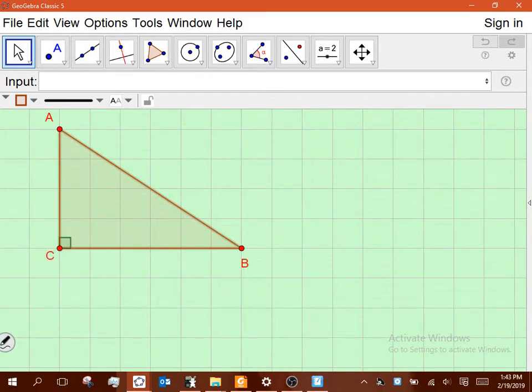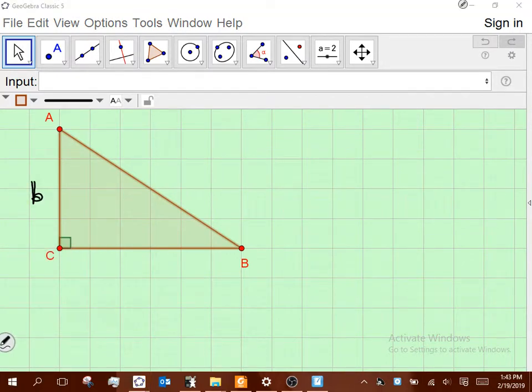All right, so this would be lowercase b. This would be lowercase a. That would be c, right? Okay. So what you learned yesterday, and obviously you probably didn't learn it yesterday, you probably knew this, right? That a squared plus b squared is equal to c squared, right?